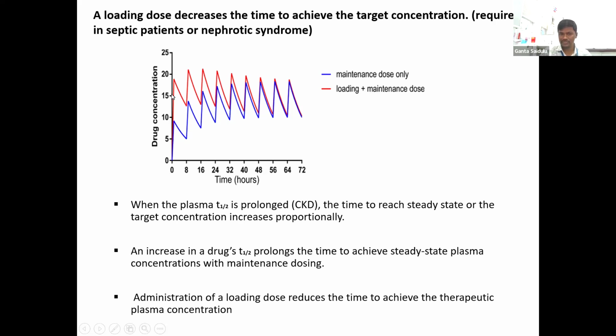See here, if you give the loading dose as well as the maintenance dose, the red color one, you are achieving faster Cmax values and a faster Css concentration compared with the maintenance dose only. If you see this graph, you can observe that when the plasma half-life is prolonged, especially in CKD or AKI patients or any organ dysfunction patient, the time to reach the steady state or target concentration is increased proportionately. To overcome this, we give loading doses. An increase in the drug half-life prolongs the time to achieve the steady state plasma concentration with maintenance dosing, so administration of loading doses reduces the time to achieve the therapeutic plasma concentration.